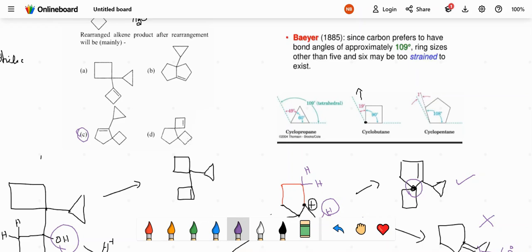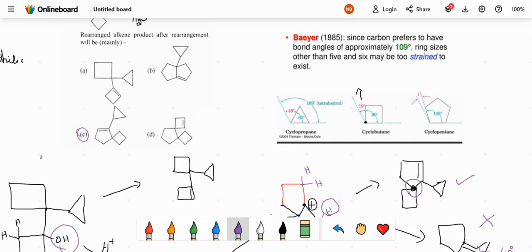And look at this here. I have shown some Baeyer strain theory. Why am I showing this one? To show the stability of cyclobutane and cyclopropane. Cyclobutane is having 19-degree repulsion. Cyclopropane is having 49-degree repulsion.